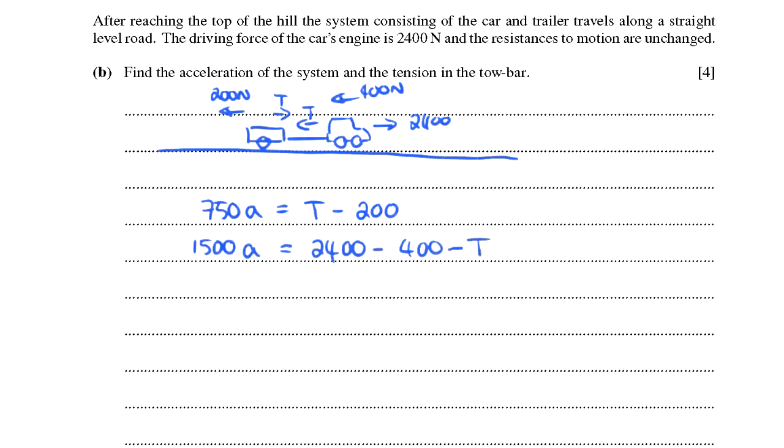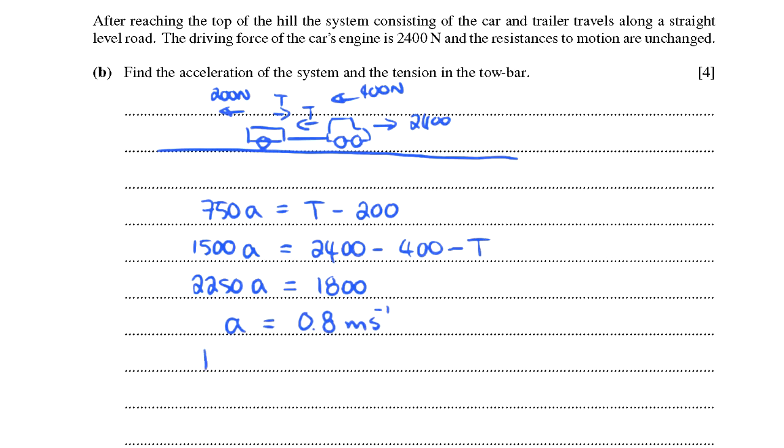Okay, if we can, let's add those two equations together because we've got a negative T, we've got a positive T. If we add them, it's going to turn out very nicely for us. 1500 plus 750 is 2250 times the acceleration. The T's cancel out, and we get 2400 minus 400 minus 200, which is 1800. Which gives us an acceleration of, use your calculator, 0.8 meters per second.